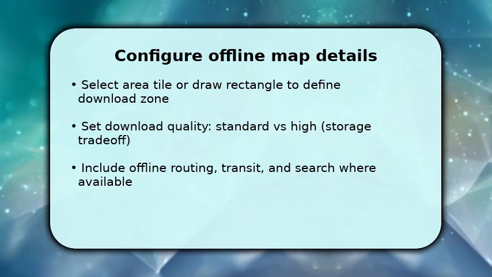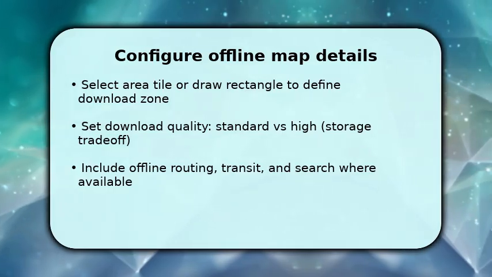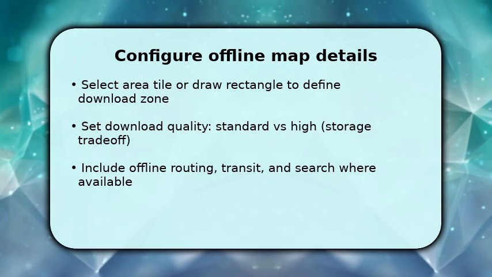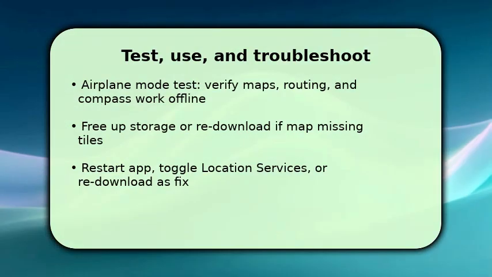Also, enable offline routing and transit data if the app offers it, since that prepares turn-by-turn directions and stops without cellular service. You finish by testing the offline map before you leave.